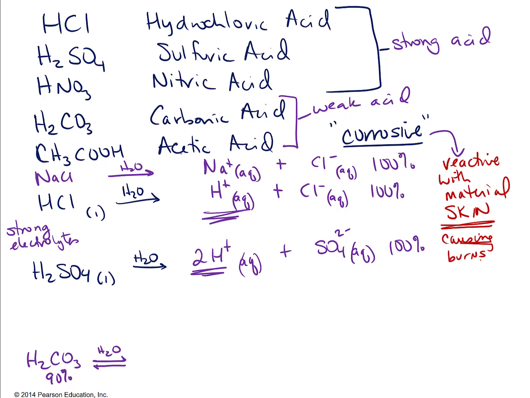But now remember we talked about weak electrolytes. Weak electrolytes don't dissociate 100%. So there, remember, you put the arrow going both directions because it's saying that it doesn't make 100% ions. Only some does. Weak acids are weak electrolytes. So do the same thing though.